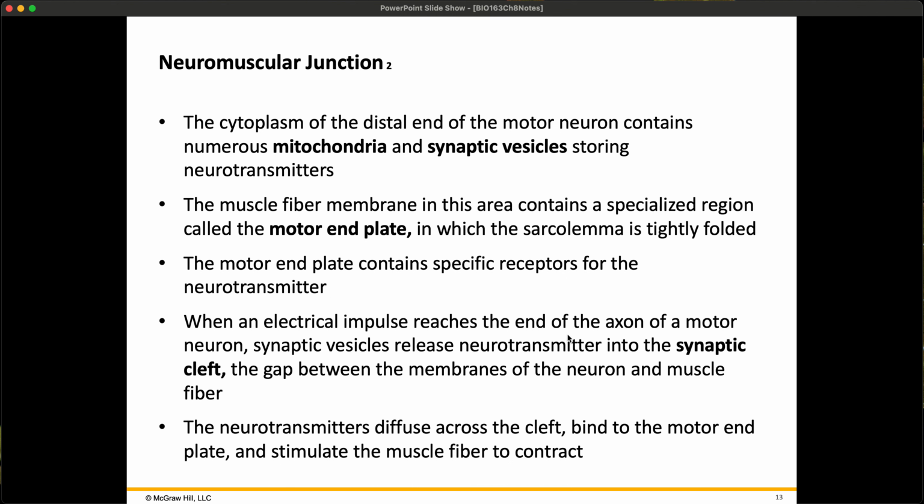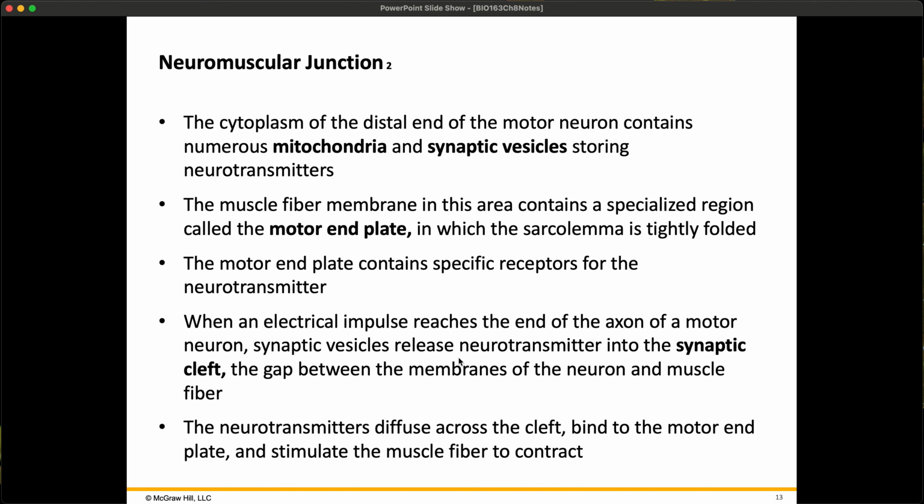Once an electrical impulse reaches the end of the axon of the motor neuron, so if you remember from that tissues lecture, we looked at nervous tissue. The axon is that long structure that's leaving the neuron body and taking a signal away from it, axon away. So once that electrical signal reaches the end of the axon, it's actually going to change the membrane potential, the membrane charge of the motor neuron, and that then causes the release of the synaptic vesicles, and they get released into what's called the synaptic cleft. That's just the space between the neuron and the muscle fiber.